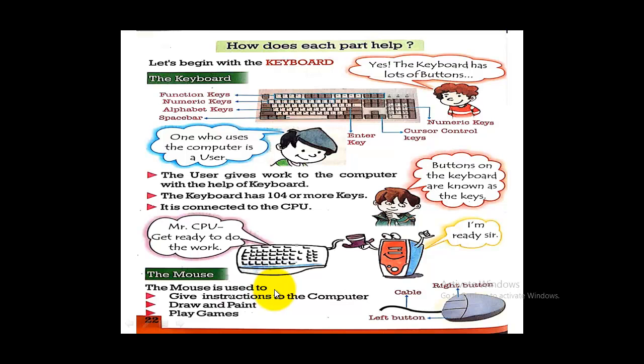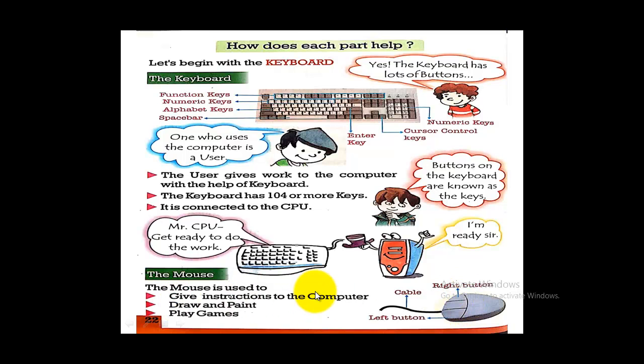Now the mouse is used to give instructions to the computer, draw and paint and play games. Now we all know a computer mouse. Now the picture shown here is a computer mouse. This is known as the right button, this is known as the left button, and this is known as the cable or the wire. Now today's this is a little older one. Nowadays in the middle you have a wheel here also. Okay, that is known as scroller.